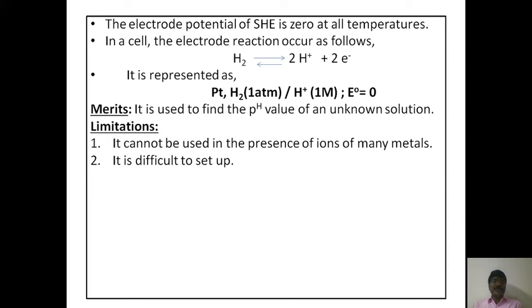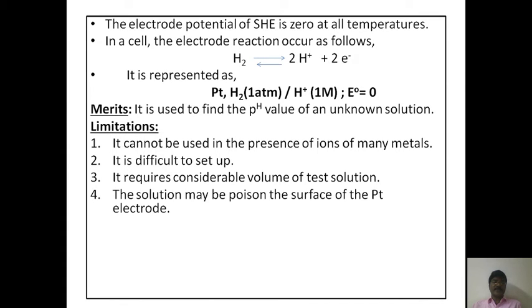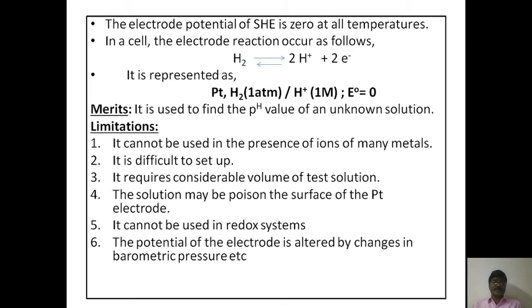It is difficult to set up. It requires considerable volume of test solution. The solution may poison the surface of the platinum electrode. It cannot be used in redox systems. The potential of the electrodes is altered by changes in the barometric pressure. That is about the standard hydrogen electrode.